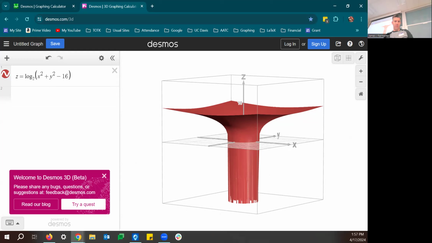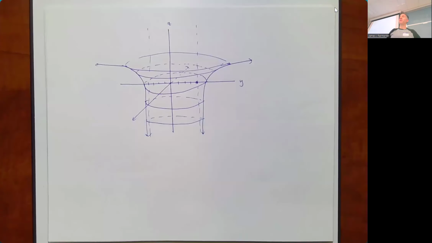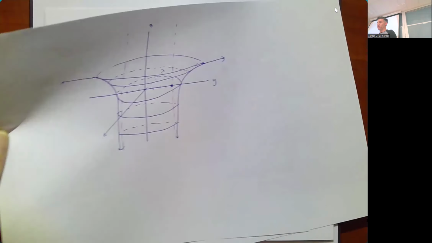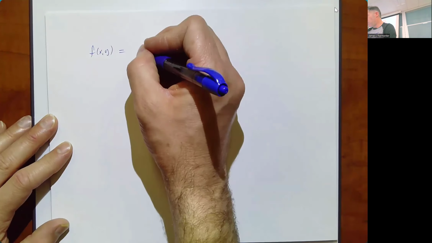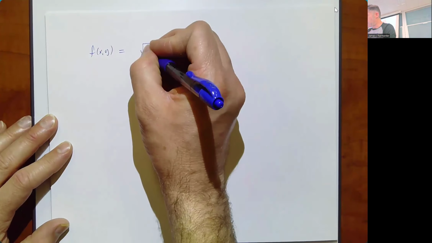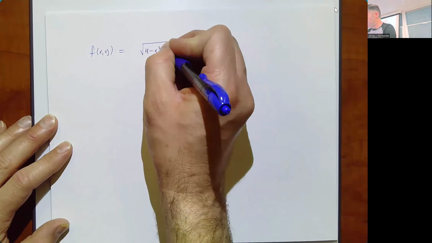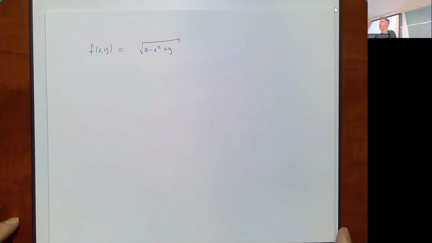Let me see if there's anything else I want to see here real quick. I have a couple minutes left, but let's see one more thing. I should point out, not everything has circles in it. There's a lot of examples of circles because they're easy for us to digest, but someone could just as easily ask you to figure out, say, for this function, f of x comma y equal to the square root of 4 minus x squared plus y, what's going on there.